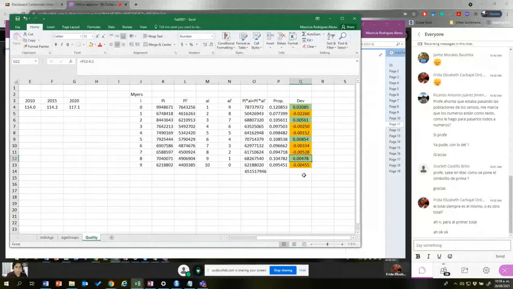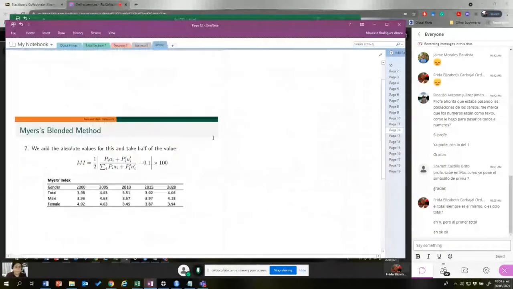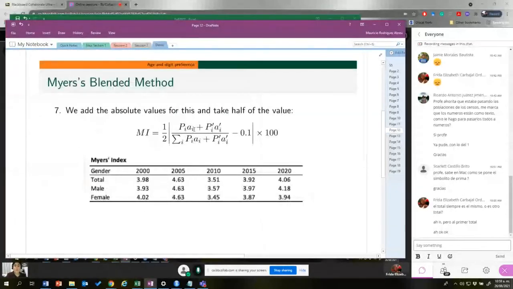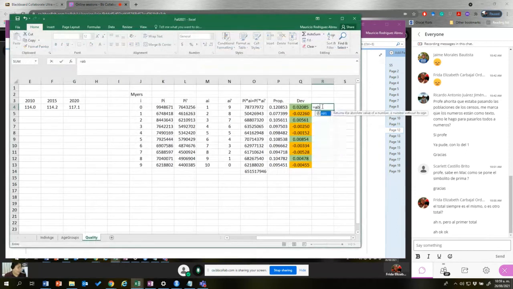So we have this, but we need a way to summarize all these things. That's the last part of the Myers-Briggs method for digits. Now we're going to take the absolute value of this difference that we just estimated, and then multiply by, I think I'm missing something, and we need to add these things. We're going to add them and get this number. Okay, so let me take the absolute value of this.